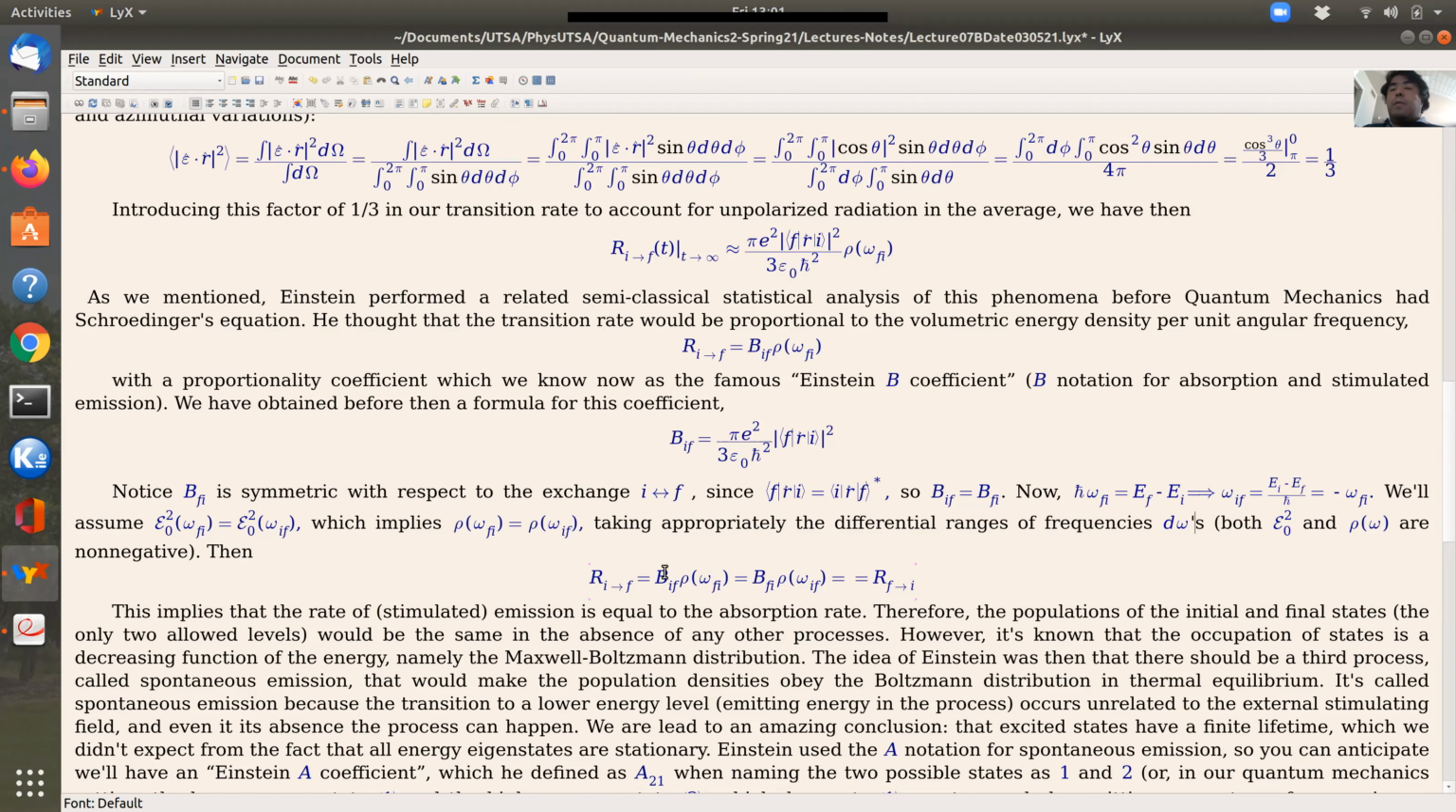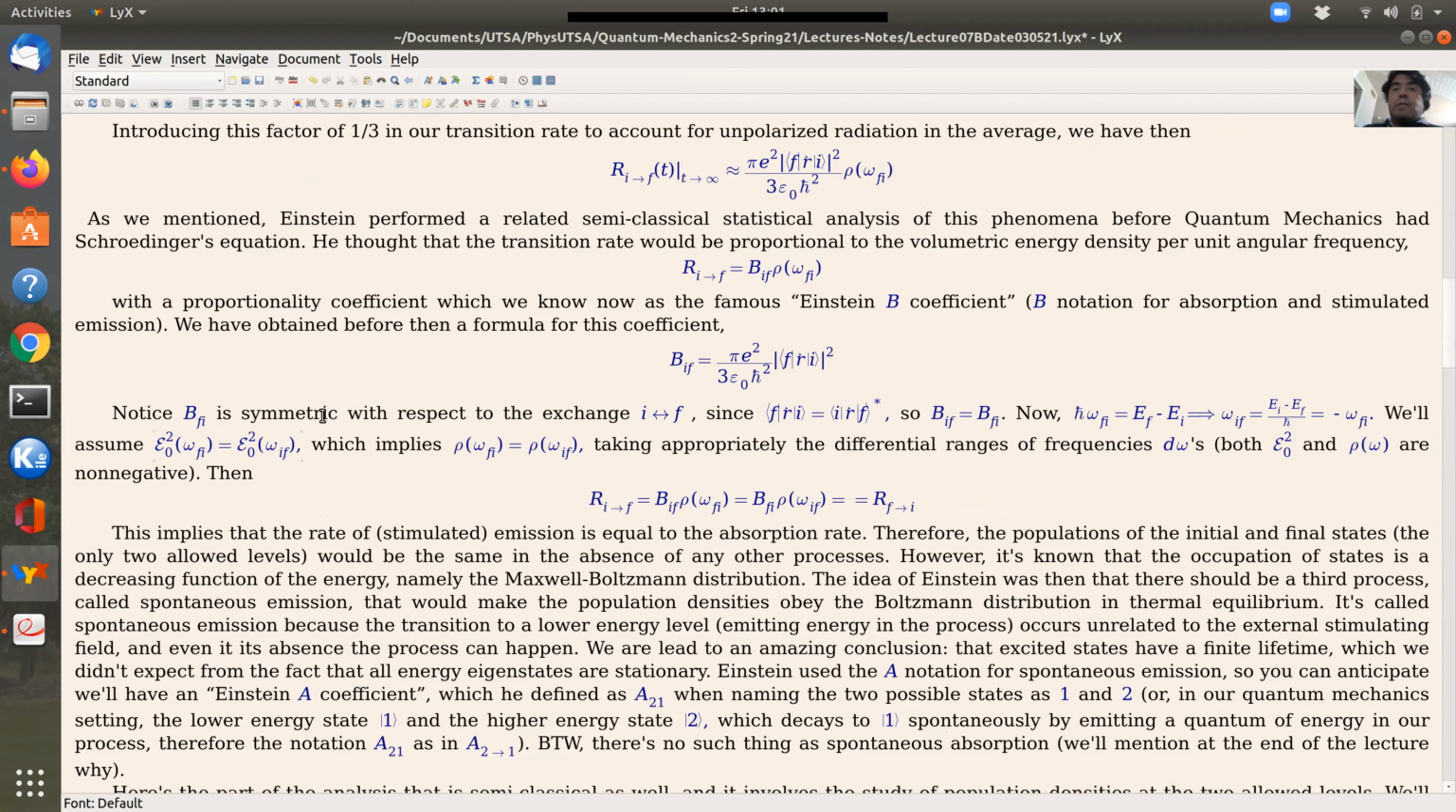Because on one hand, we knew that the B coefficients are the same, regardless of whether we go from one or the other. So in here, we need this assumption in order to conclude this, which I try to justify on these physical grounds. So the conclusion from this is that the rate of stimulated emission is equal to the absorption rate in this case.